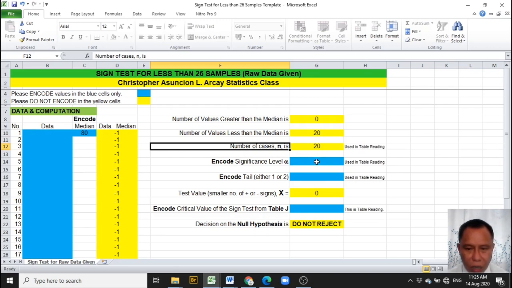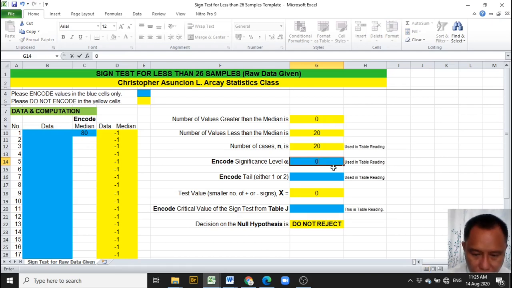Under column G are 3 blue colored cells. These are the given data. We have alpha given to be 0.05 and we encode it. We also encode the tail. From the given problem, we have 2 as the tail. And then the critical value coming from table J. Before encoding the critical value from table J, we will encode the data.